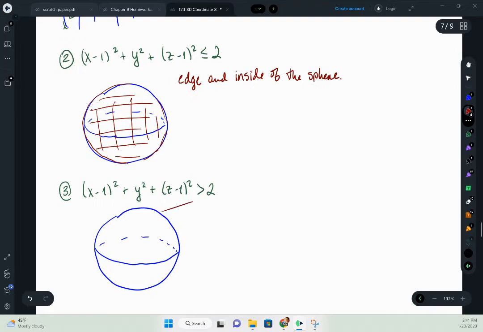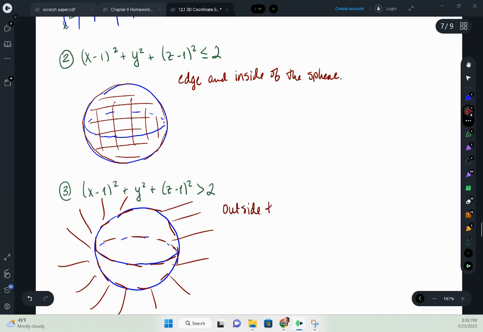So we want everything outside and not including the edge. So I'm going to very roughly put on these dashed lines. We don't want the edge. So it's the outside of the sphere, not including the edge of the sphere.